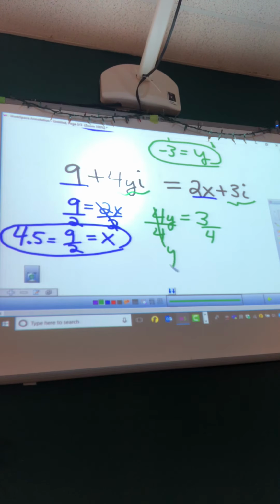Again, I don't care if you leave it as a 3/4 or if you change it to a decimal. Some of us love to punch things into a calculator. 0.75, would that be correct?